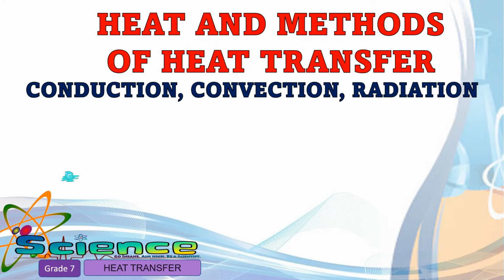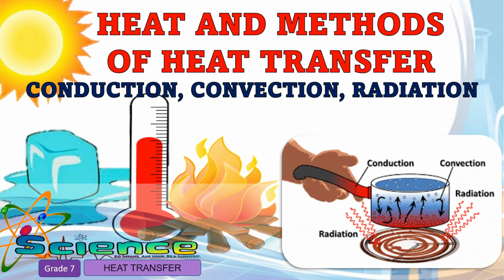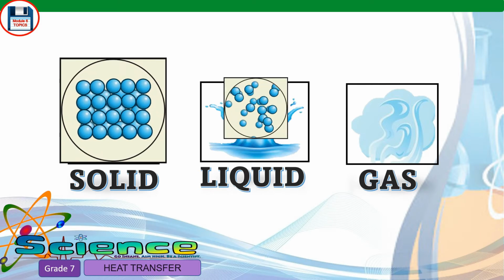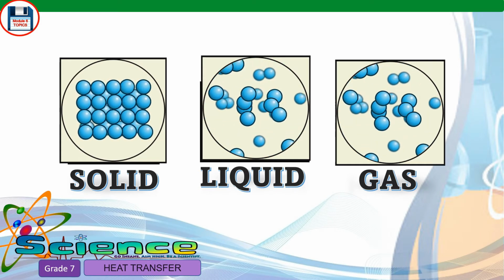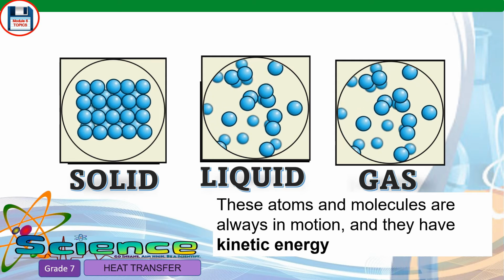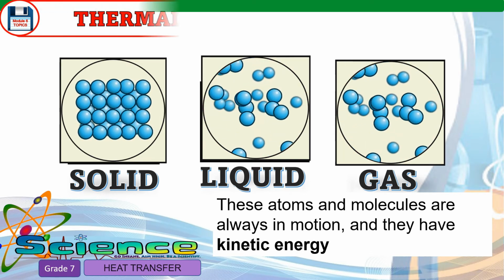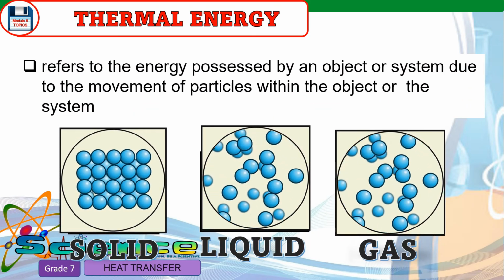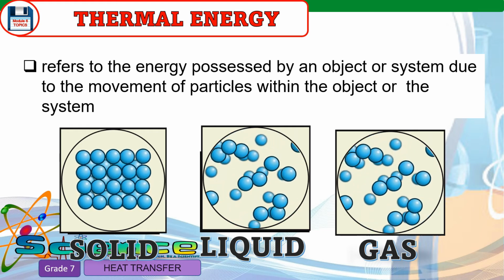For our lesson for today, we are going to talk about heat and the three methods of heat transfer. But before we discuss the different methods of heat transfer, let us first understand the concept of thermal energy and heat. All forms of matter are made up of atoms and molecules. These atoms and molecules are always in motion, and they have kinetic energy. The energy of moving or vibrating particles is called thermal energy. To define, thermal energy refers to the energy possessed by an object or system due to the movement of particles within the object or the system.